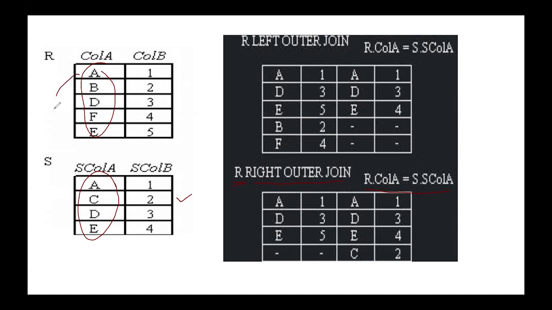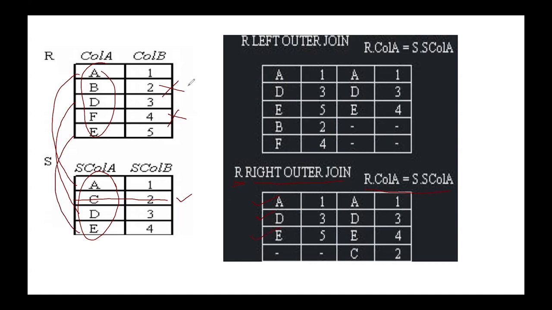So let us compare. I have A, yes. I have D, yes. C is not there, so I'm keeping it aside. B is also not there, but I'm going to ignore this as this is not a left outer join. F is not there, I'm going to ignore. E, yes, it is there. So I'm going to write E.